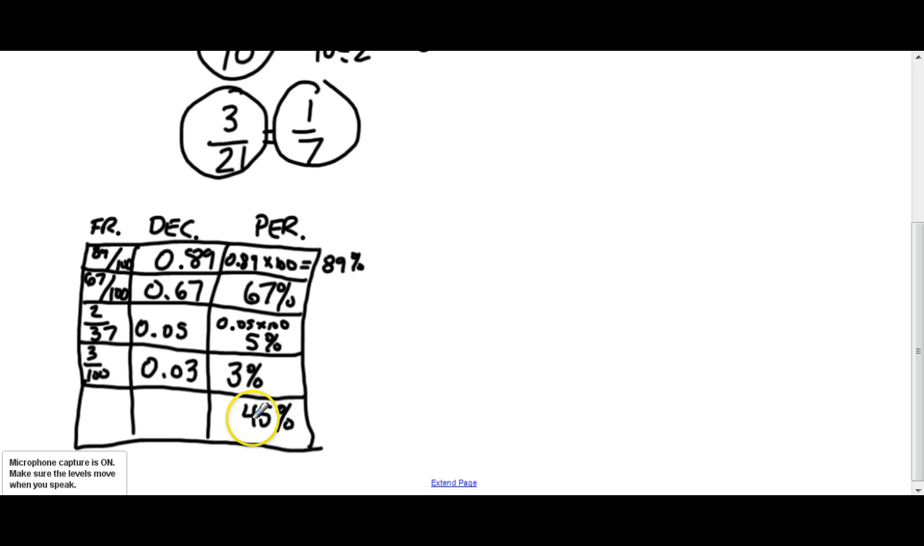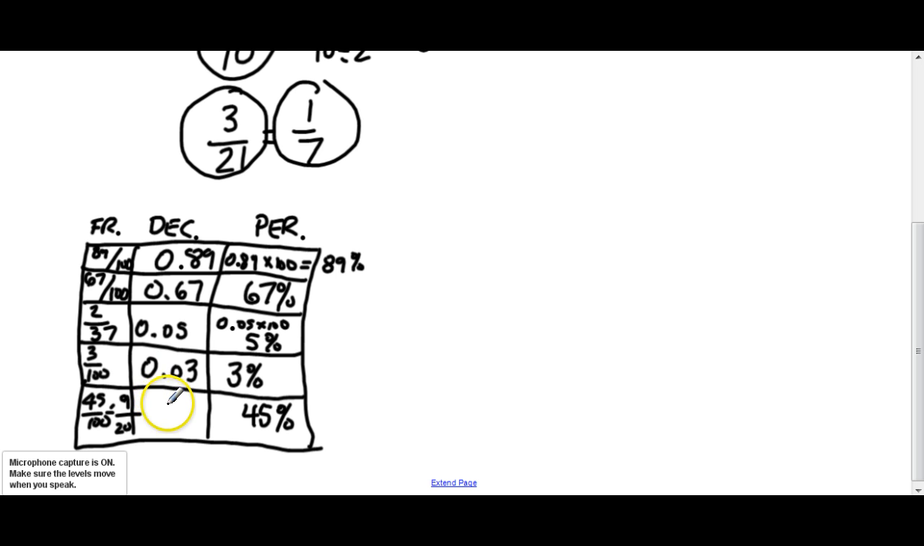Now we have 45%. Well, 45% is the same as 45 over 100, but we know that 45 over 100 is not a simplified fraction, not a reduced fraction. So what number goes evenly into 45 and 100? Well, first off, we can see that 5 does. So 45 divided by 5 is 9, so this is the same as 9 over, and 100 divided by 5 is 20. And 9 over 20 is a simplified fraction. There is no number that goes equally into 9 and 20, so it's in its lowest form.